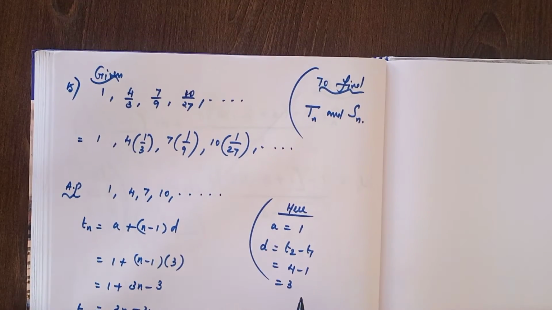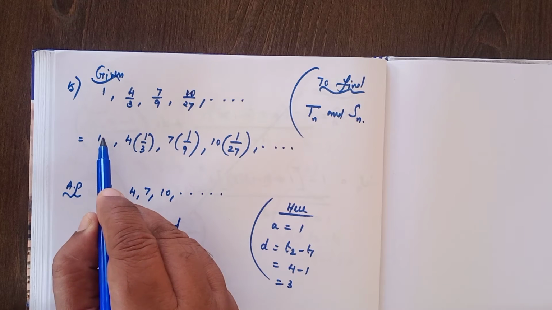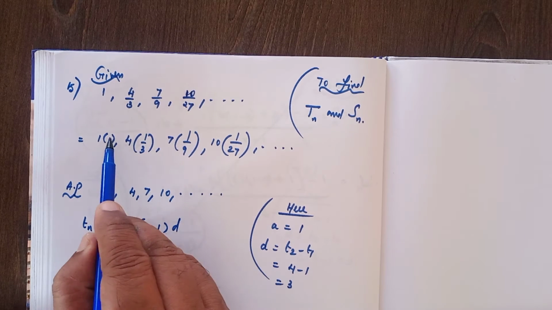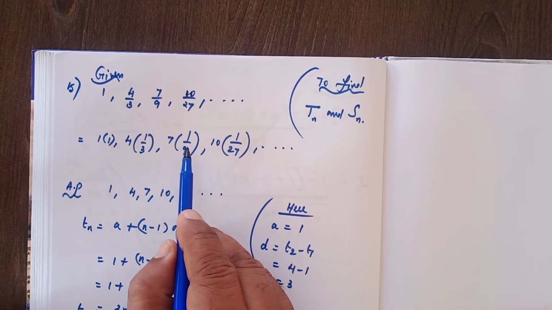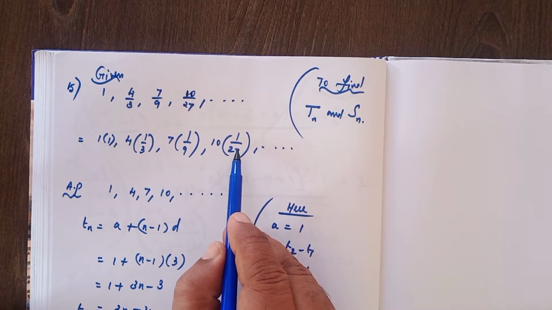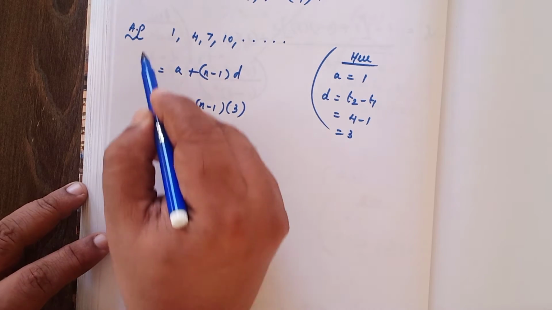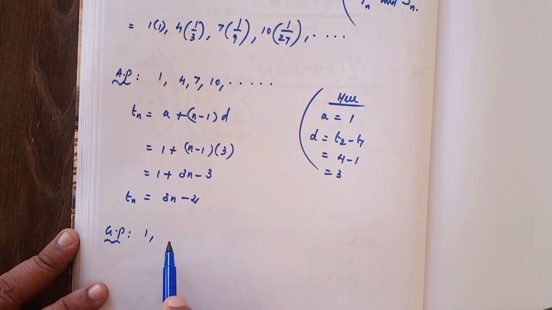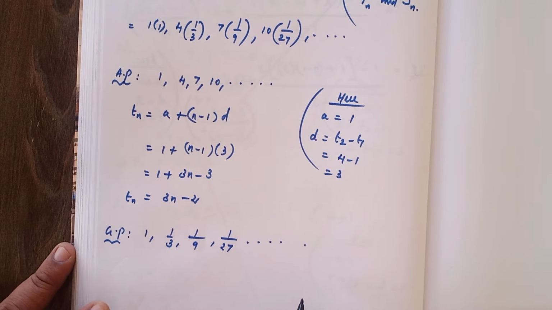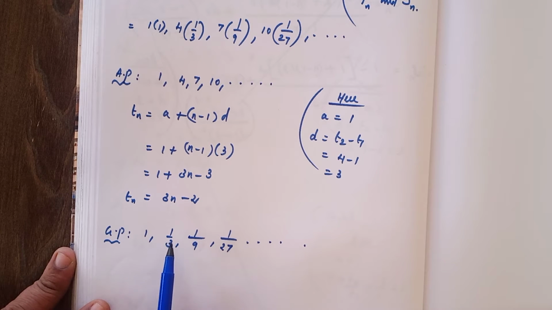Now next, here 1 itself we can write as 1 into 1. Look at the second factor here: 1, 1 by 3, 1 by 9, 1 by 27 and so on, GP. Because second term by first term is equal to third term by second term. 1 by 3 divided by 1 is 1 by 3, and 1 by 9 divided by 1 by 3 is also 1 by 3.